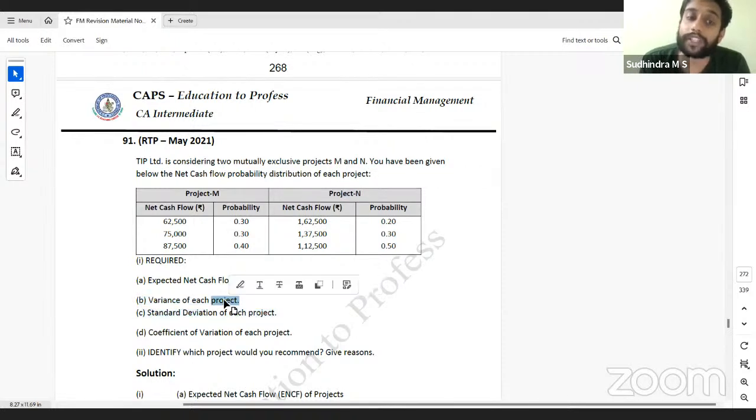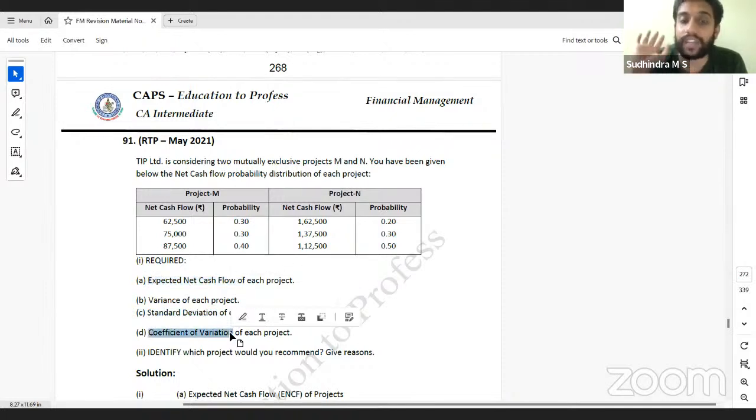Then variance of each project. We discuss the format. Variance: cash flow minus expected cash flow, the whole square into probability. Individually, then total. That gives you the variance. Square root of that is the standard deviation. Standard deviation by expected cash flow into 100 is the coefficient of variation. Which coefficient of variation is less? That is the project that you recommend.